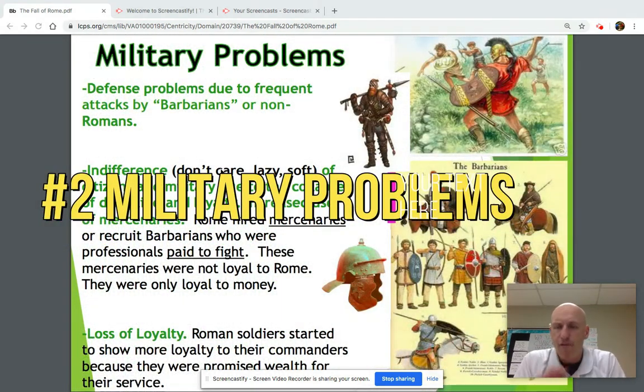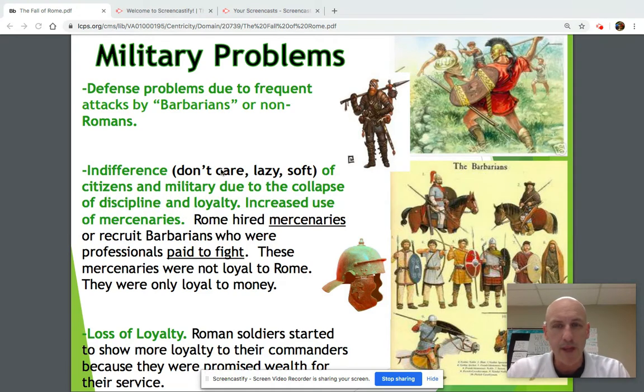Some military problems. Check this out. First, remember that when you think of Rome's military, there's not just one big army. There are many armies all over the place. If I'm a general, if I have a lot of money and I can pay people to fight for me, I can literally have my own army, my own soldiers that are loyal to me. They're not loyal to Rome.